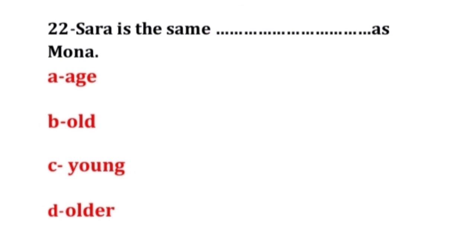Sarah is the same ___ as Mona. Age, old, young, older. The correct answer is age. Again, age.